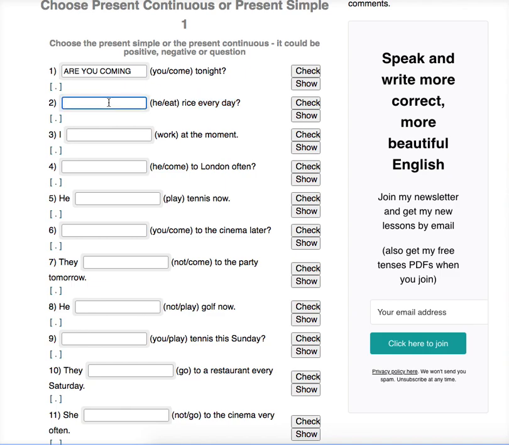Okay, so how can you do it? This is a question. Look at your subject. What's the auxiliary verb that you use with he? In simple.